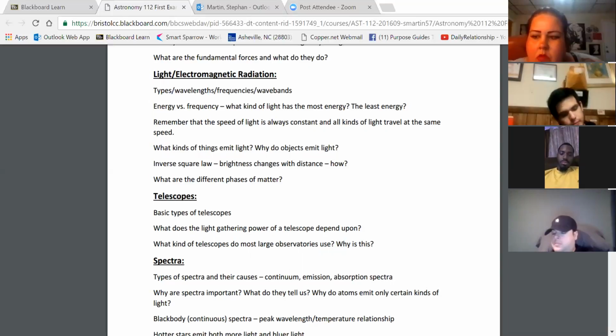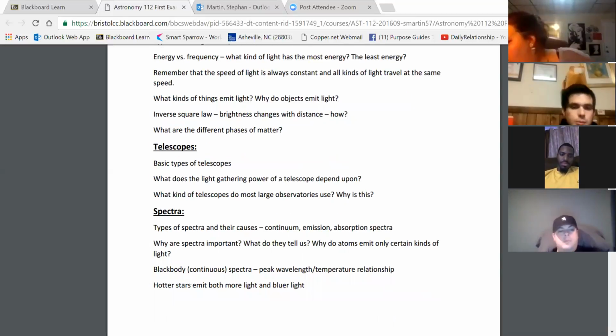Inverse square law, the brightness of stars changes with distance. So if a star is twice as far away, it appears 1 over that distance squared as bright, or a quarter as bright. So something twice as far gives a quarter as much light. So same as gravity. If you know the law for gravity, you know the law for light too.